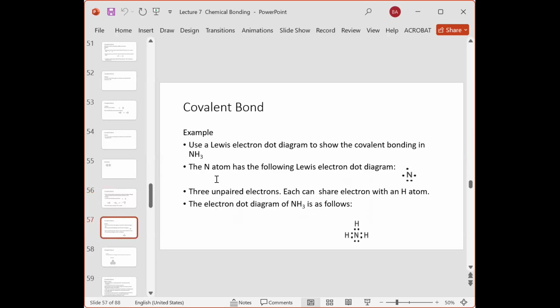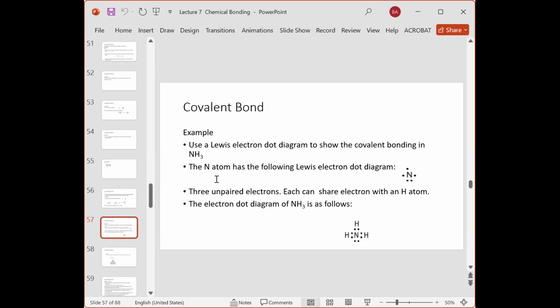Let's see the ammonia also. Use a Lewis dot diagram to show the covalent bonding in ammonia. The N atom has the following electron dot diagram. So we put the first 2 there, for the s orbital, and then the rest of them you share.